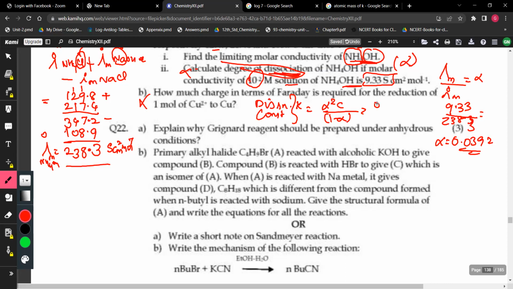Alpha squared is what? 0.0392 whole squared, into C, the concentration value. 10 power minus 2 they have given, no? Into 10 power minus 2, divided by 1 minus this value. This will come as 0.04. 1 minus 0.04, and 0.96 will come. Put 0.96 down. Divide this, and get the dissociation constant for the electrolyte.